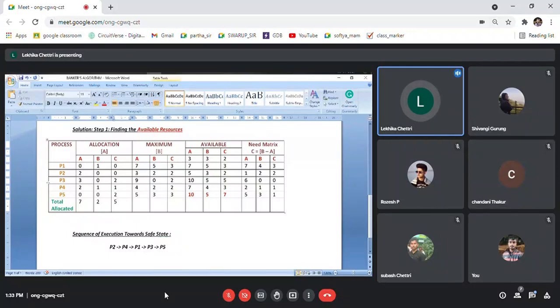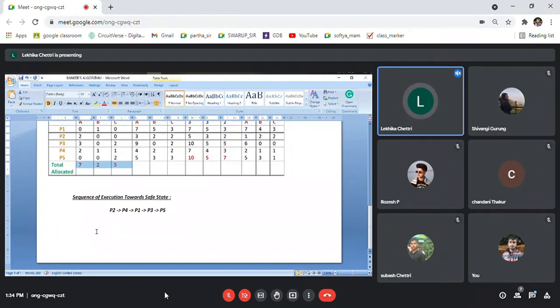Okay, so right now after they successfully executed, what are the available values? What are the available? 10, 5, 7. Okay, 10, 5, 7. Now the operating system has got all its resources back. 5 processes, all successfully executed, it has got back all its resources. So now the available resources are 10, 5, 7. Okay, and initially after allocating all resources to different processes, the total allocated was 7, 2, 5.